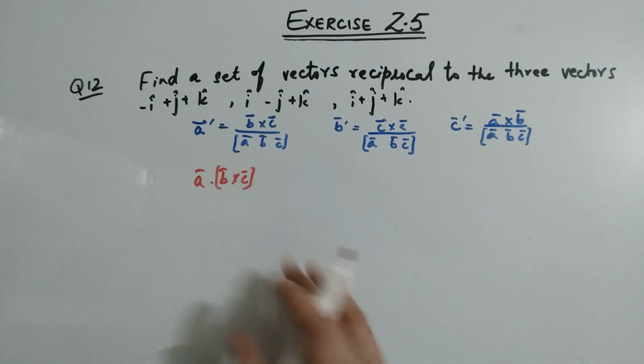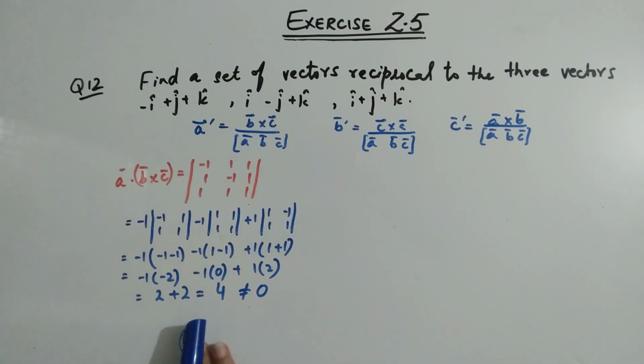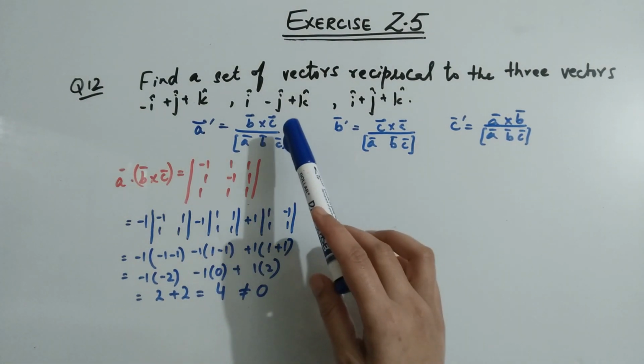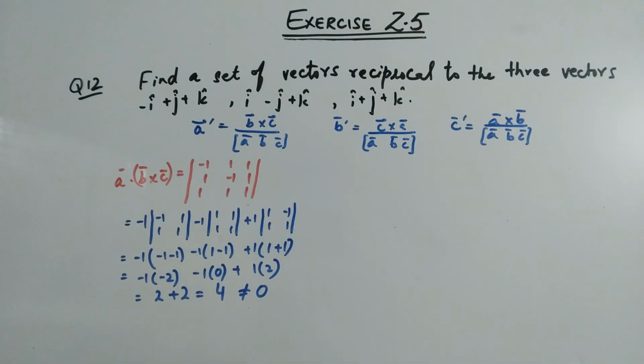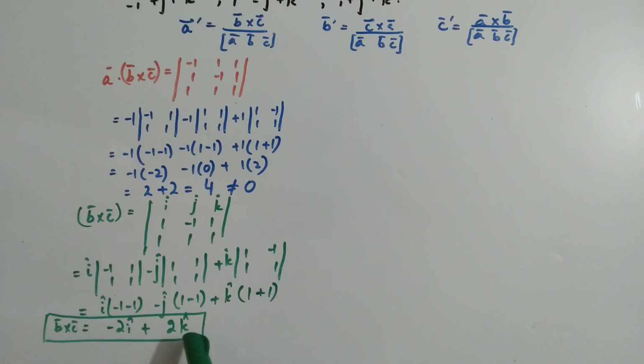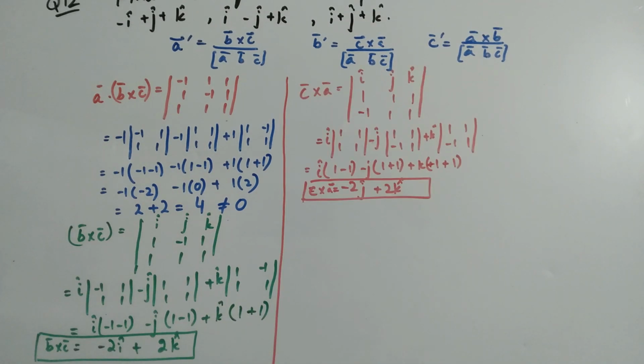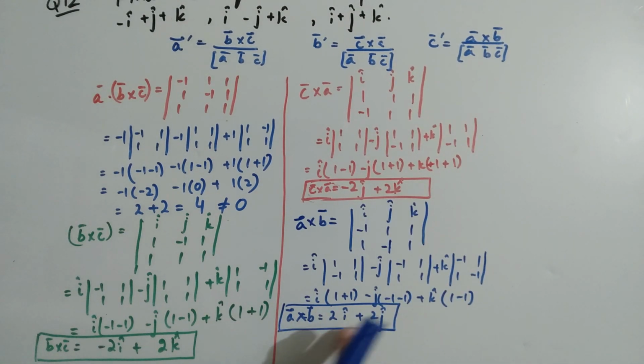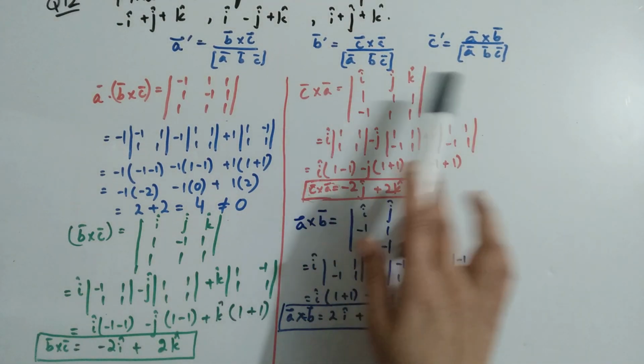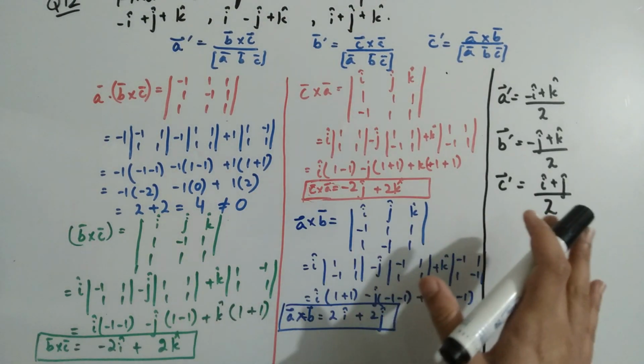So this G has come to us as 4, which is not equal to 0. This means you can proceed further. Further, you have to find b cross c, c cross a and a cross b by the determinant method. b cross c will be -2i + 2k using the determinant, c cross a will be equal to -2j + 2k, and a cross b will be 2i + 2j. Now putting all these values in the above formulas and simplifying the expression, you will get a prime, b prime and c prime like this.